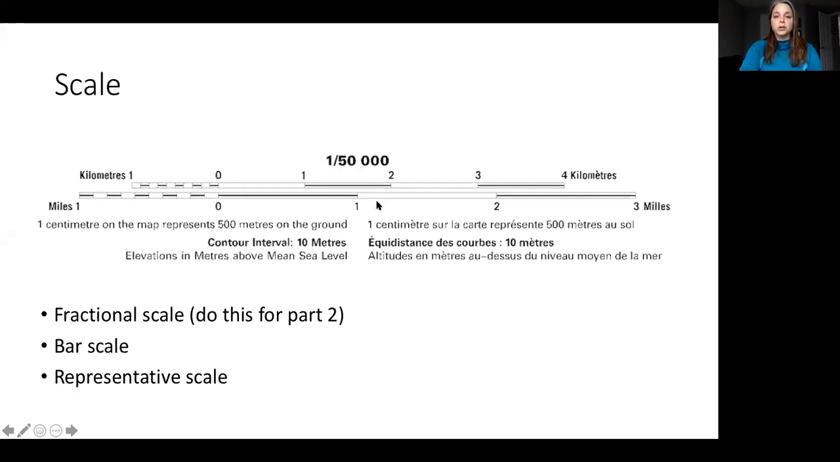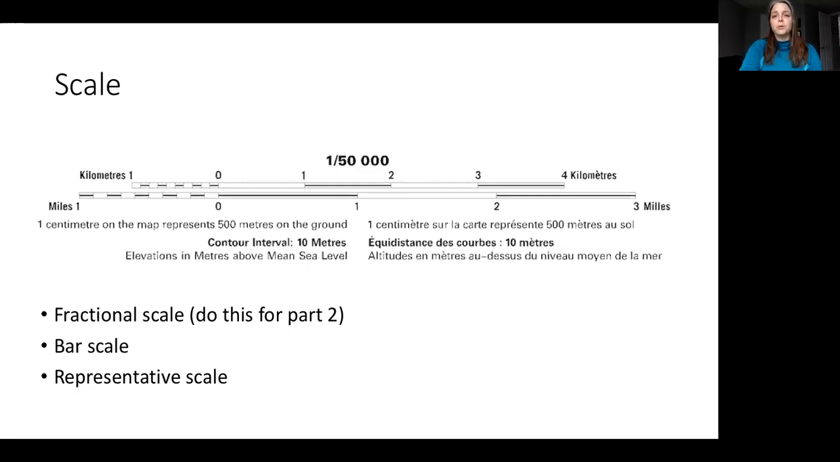For your part 2 map, I want you to think about that 1 to 50,000. So this means that one fingerprint on the map is equal to 50,000 fingerprints in real life, or 1 centimeter on the map is 50,000 centimeters in real life or on the ground. 1 millimeter on the map is 50,000 millimeters on the ground. So that's the conversion that I want you to be thinking about for part 2.